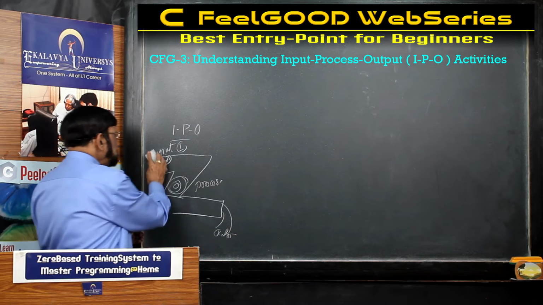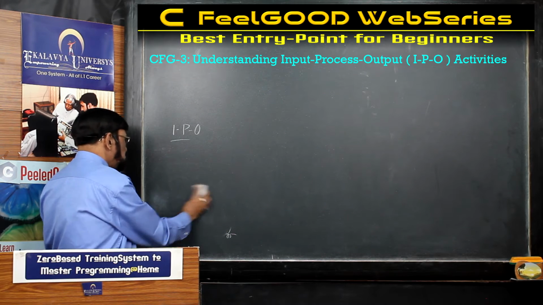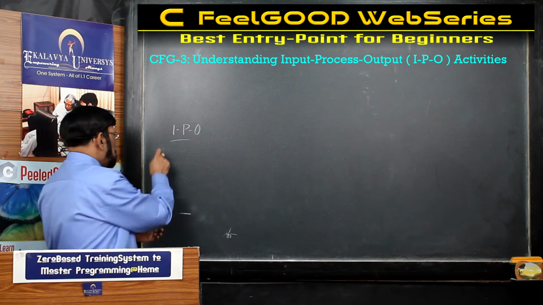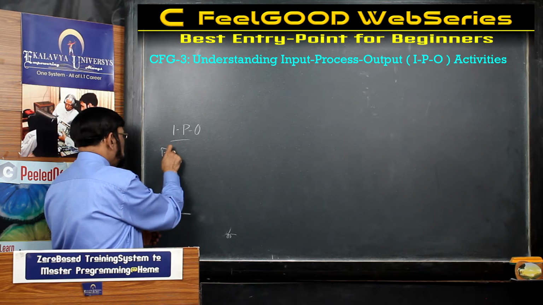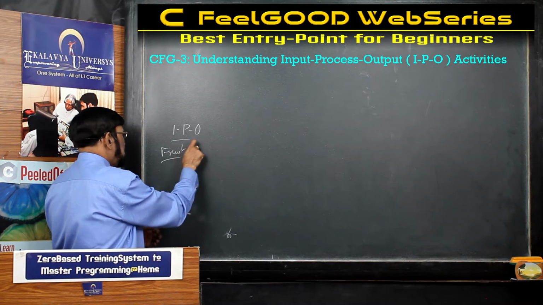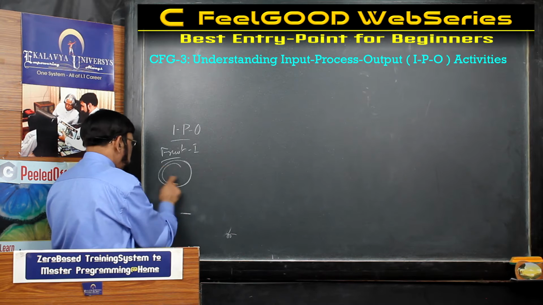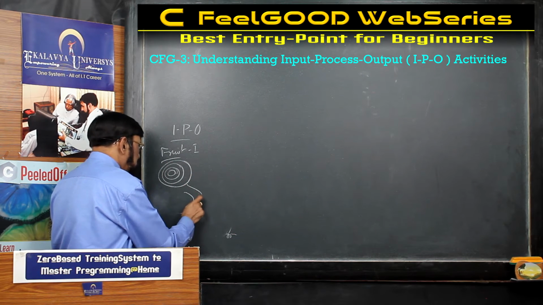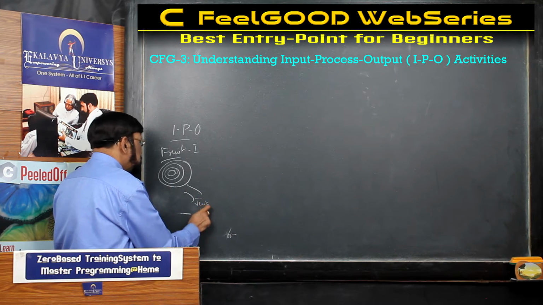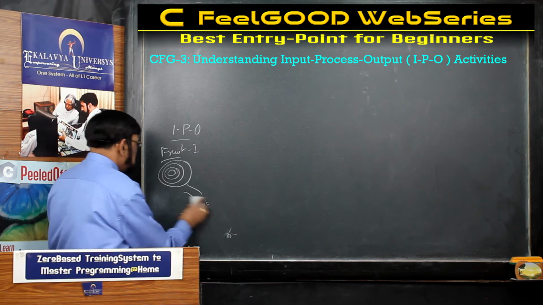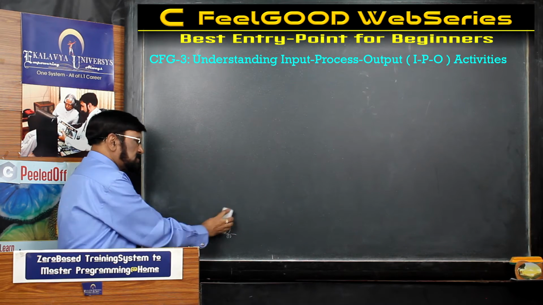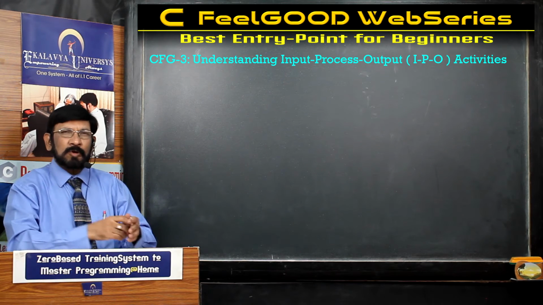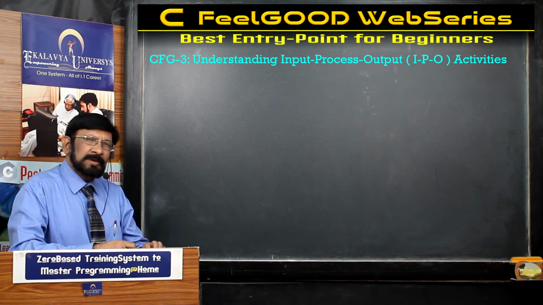IPO: any system, whatever system you see in real life. Suppose you take a juicer. Here what is the input? You give fruit pieces as the input, and inside those are crushed and juice is prepared, and ultimately you get juice. This is the output. This is the way any system in the real world works: you give some input, the process is done inside, and ultimately output is generated.